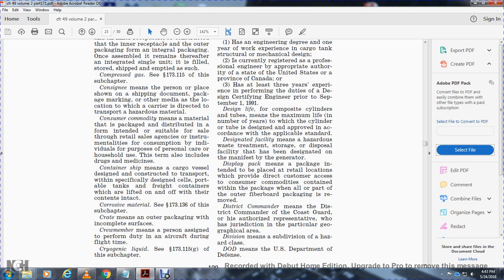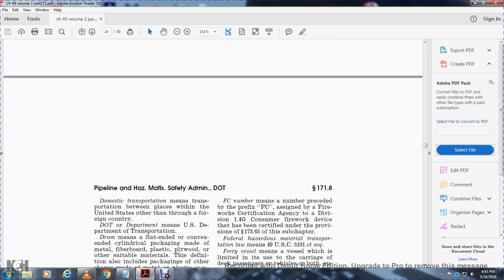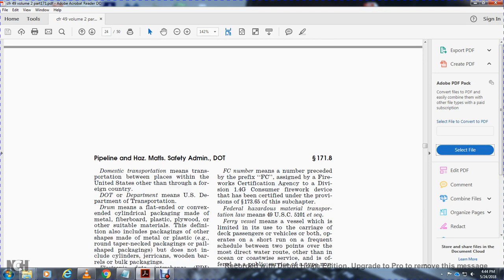District commander means the district commander of the Coast Guard, or his authorized representative, of his jurisdiction with the particular geographical area. Division means a subdivision of its class. Department of Defense means the Department of Defense, or DOD. Domestic transportation means transportation between places in the United States other than in a foreign country. DOT means the U.S. Department of Transportation. Drum means a flat-ended or convex cylindrical packaging made of metal, fiberboard, plastic, plywood, or other suitable material.